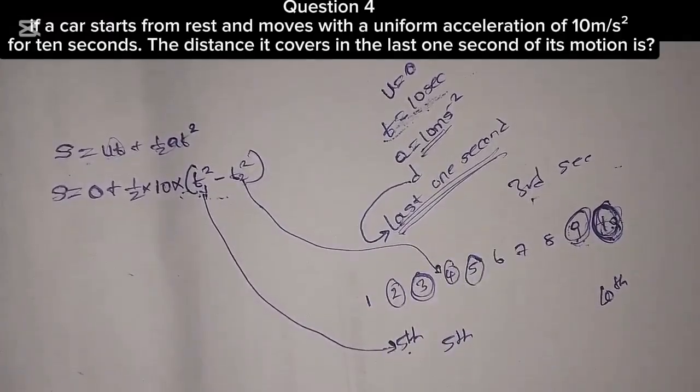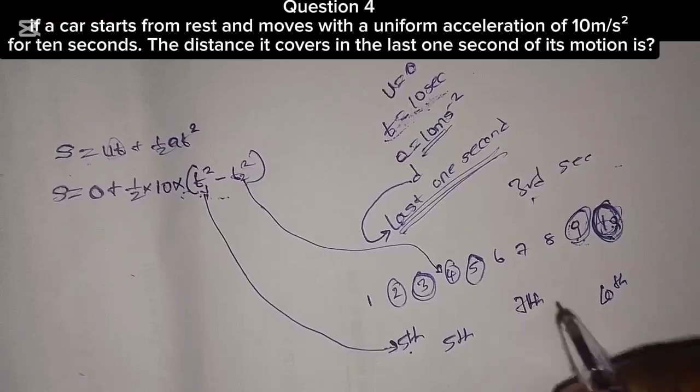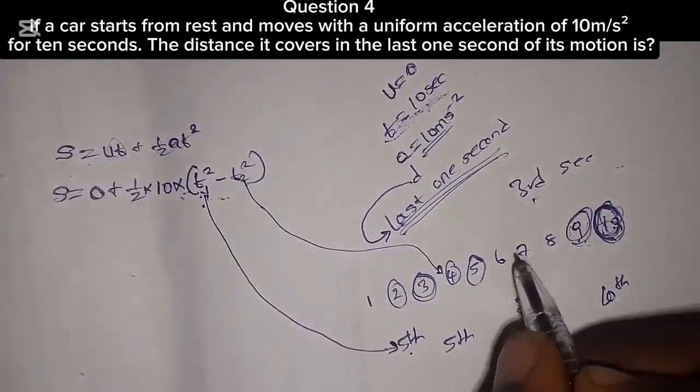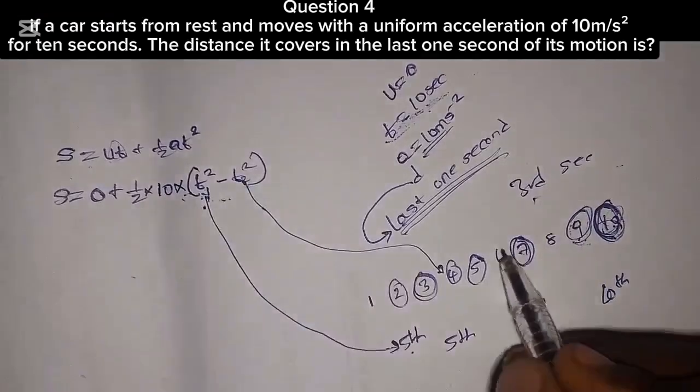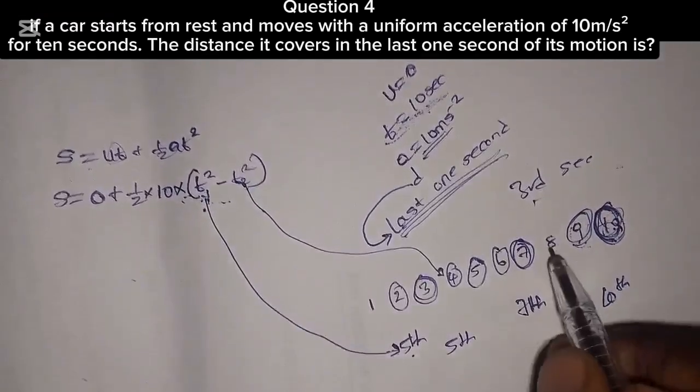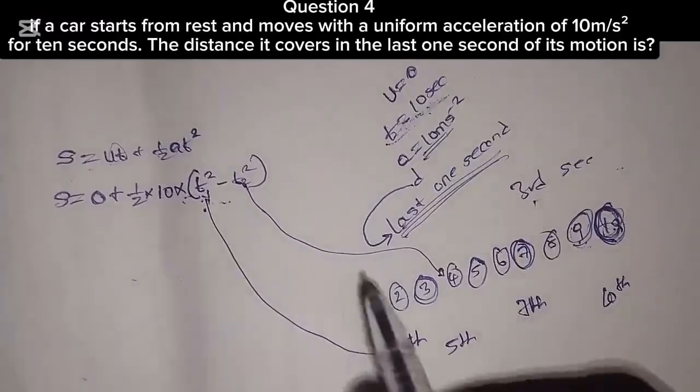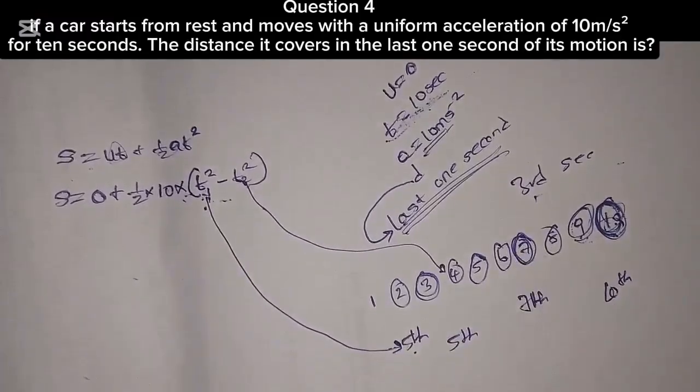I hope this is clear. Okay, if they say look for the 7th second, T1 will be 7, T2 will be 6. Let's look for the 8th second: T1 will be 8, while T2 will be 7. That's how they do it.